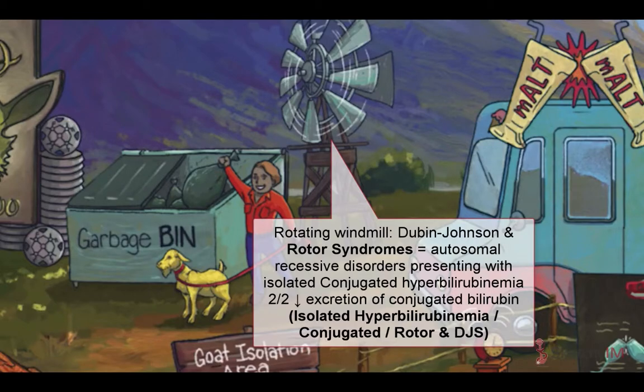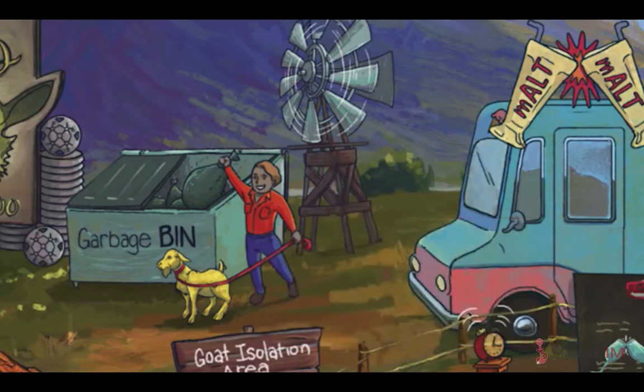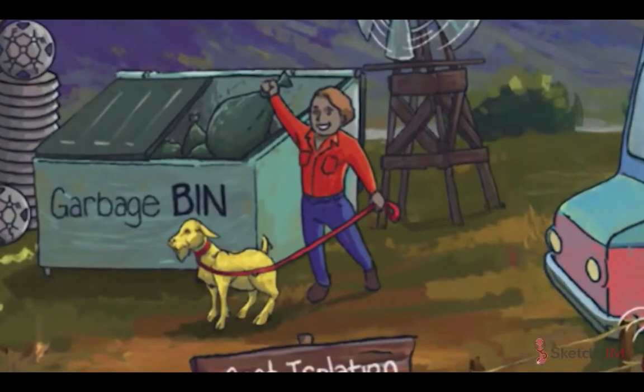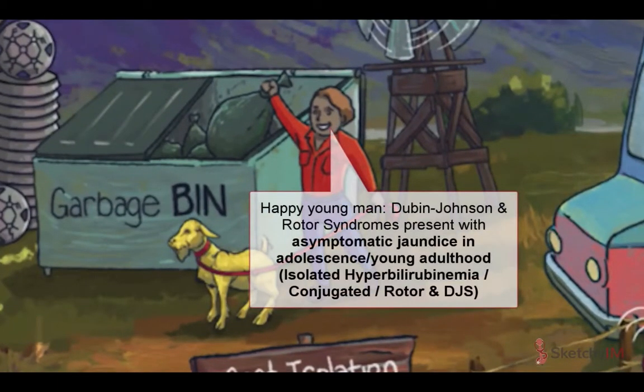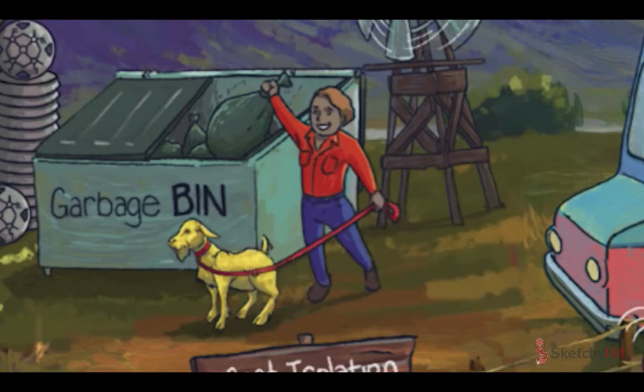But the end result is similar: decreased excretion of conjugated bili into the bile ducts. So it builds up in the serum instead. Classic conjugated hyperbilirubinemia. Both disorders present with jaundice, usually starting in the second decade of life. Patients are otherwise asymptomatic, a bit like this young, happy lad, and don't require treatment. In fact, it's not even necessary to distinguish between the two disorders. That's it for isolated conjugated hyperbilirubinemia.